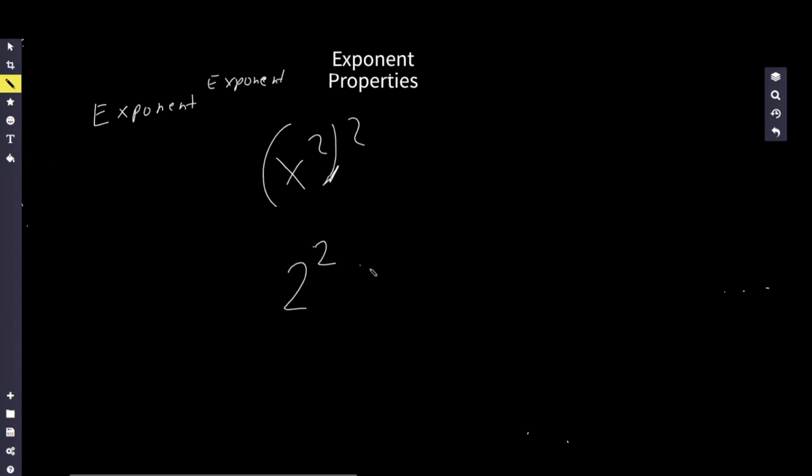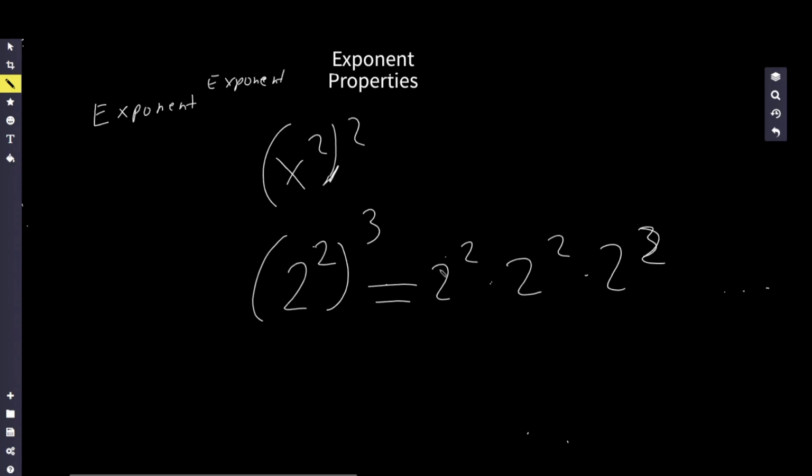So let's say we have 2 squared to the third power. Okay, now what is this? So we're taking 2 squared and then we're multiplying it 3 times. So 2 squared times 2 squared times 2 squared. Now from here, we can use the previous rule from last video. If we have exponents that are being multiplied together, then we add the exponents here. So we have 2, and there's 3 2's, that makes 6. So 2 squared to the third power is 2 to the 6th.